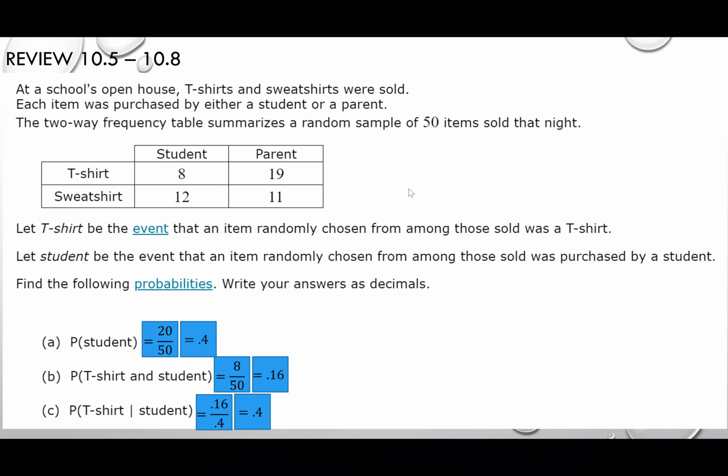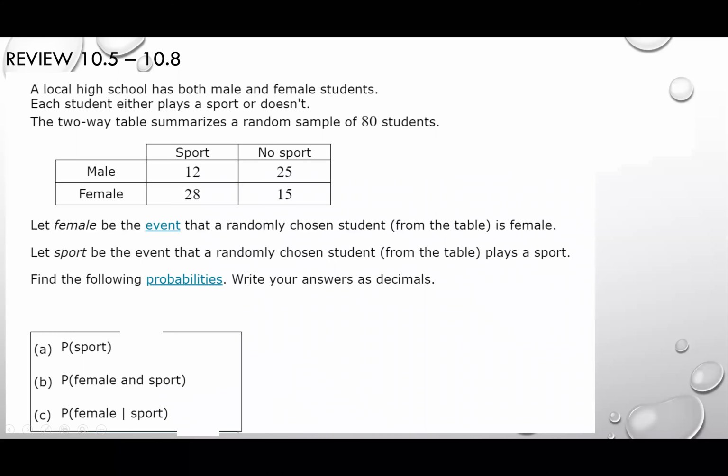Let's try one more. Let's try this item here. So we have sport and no sport. We have male and female. We know the total is 80 students, right? That's the total they give us. If not, you add these items and that's what you have.